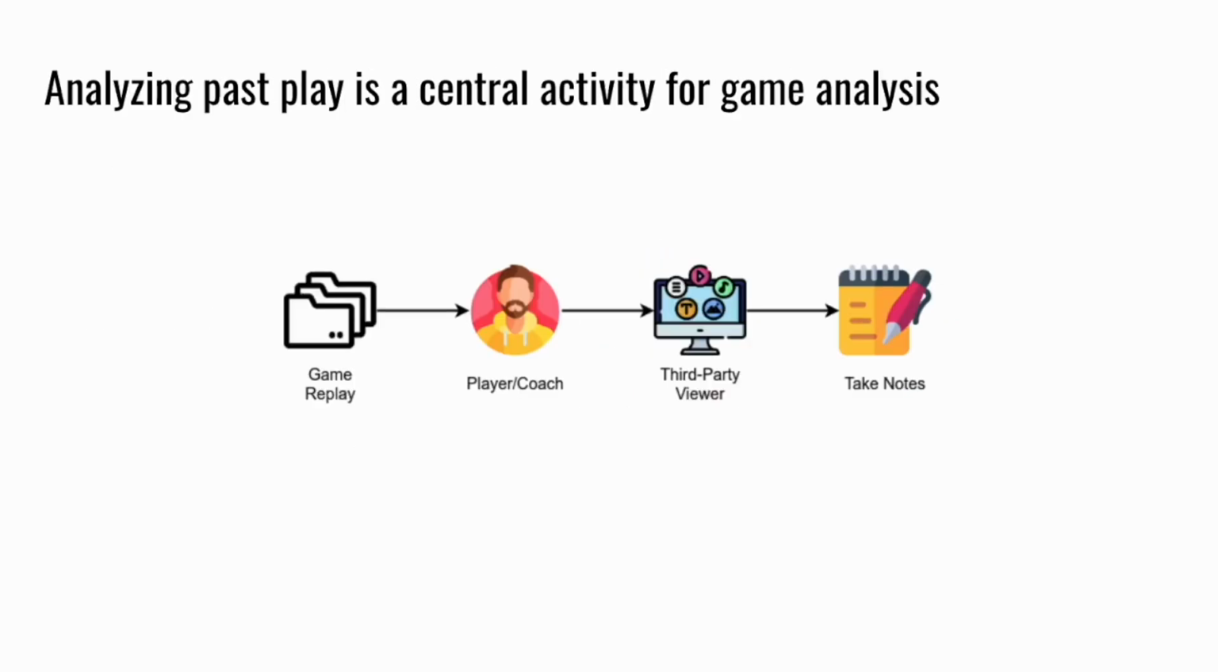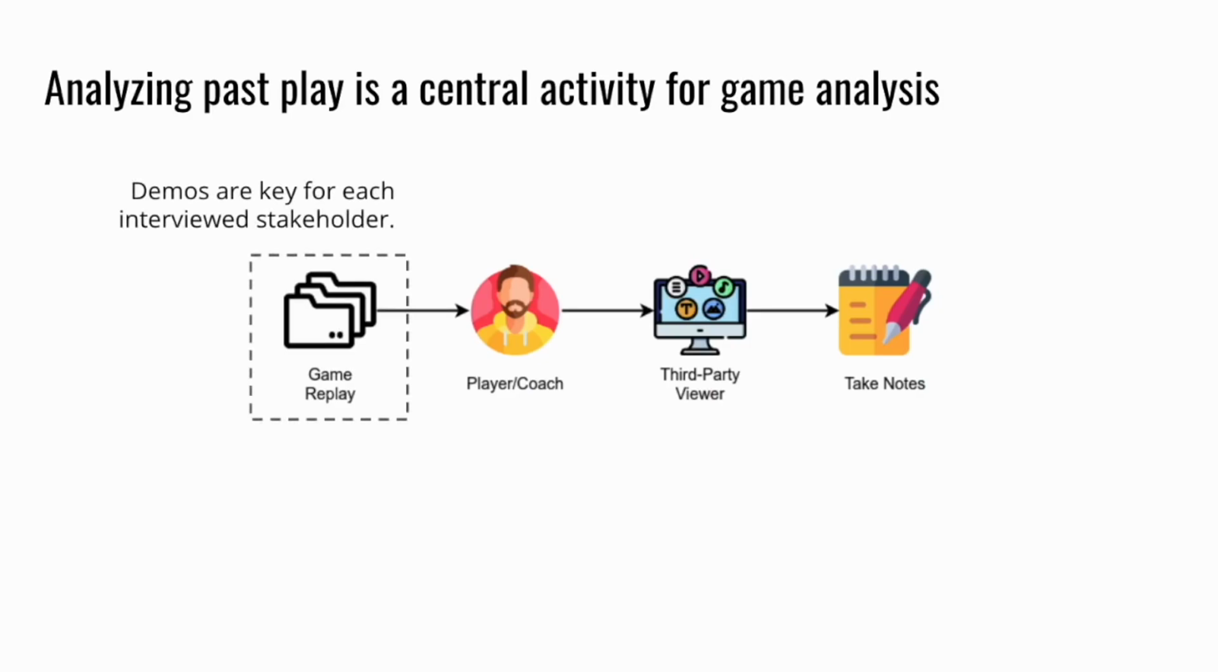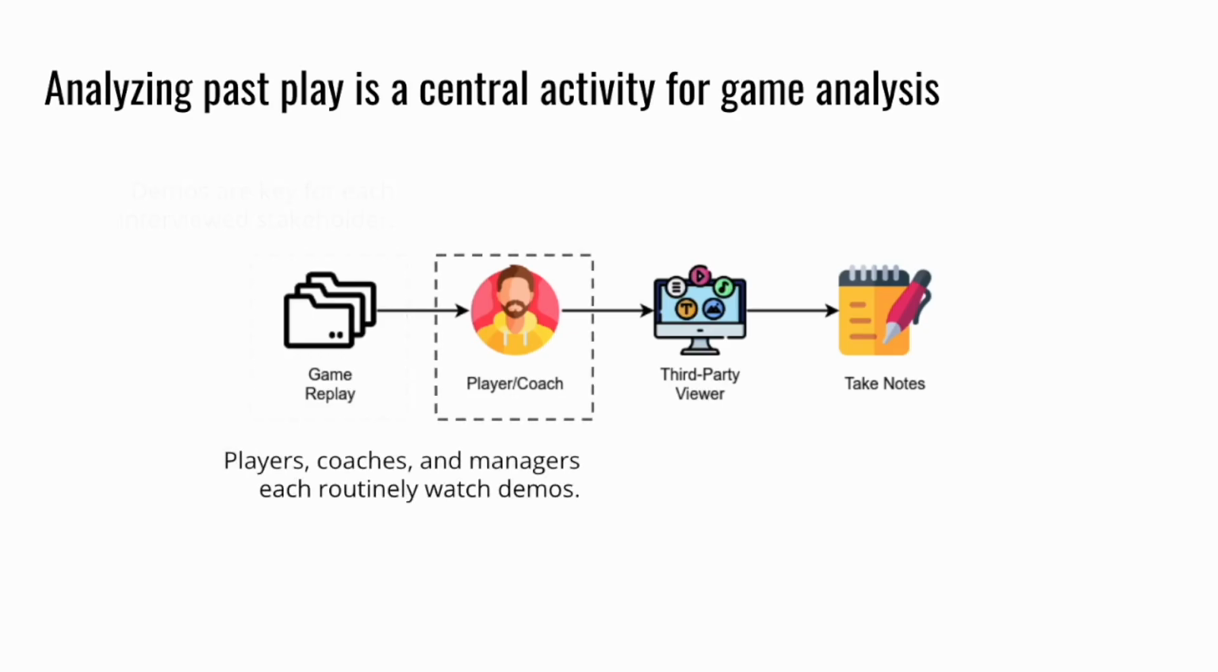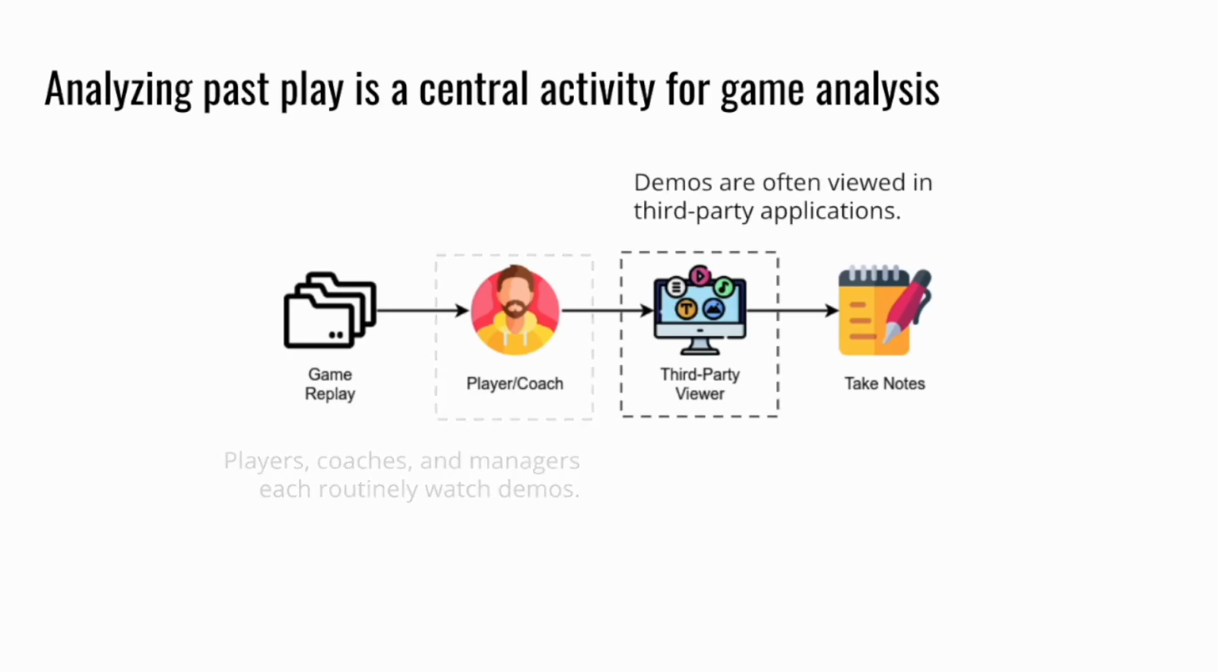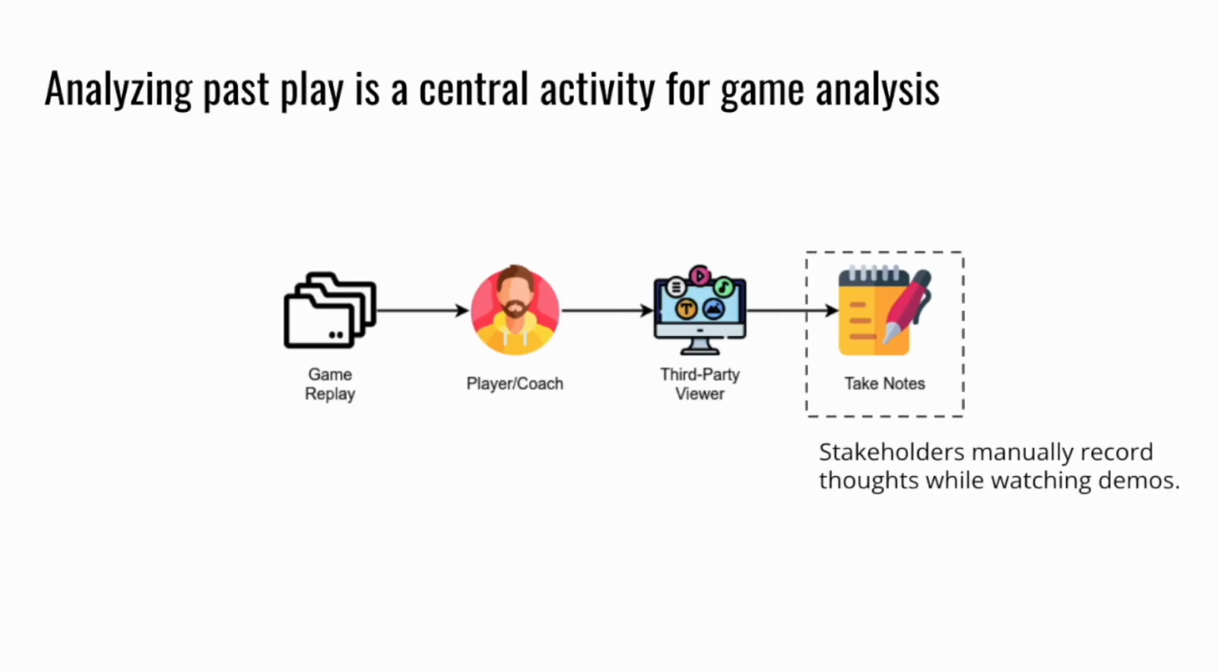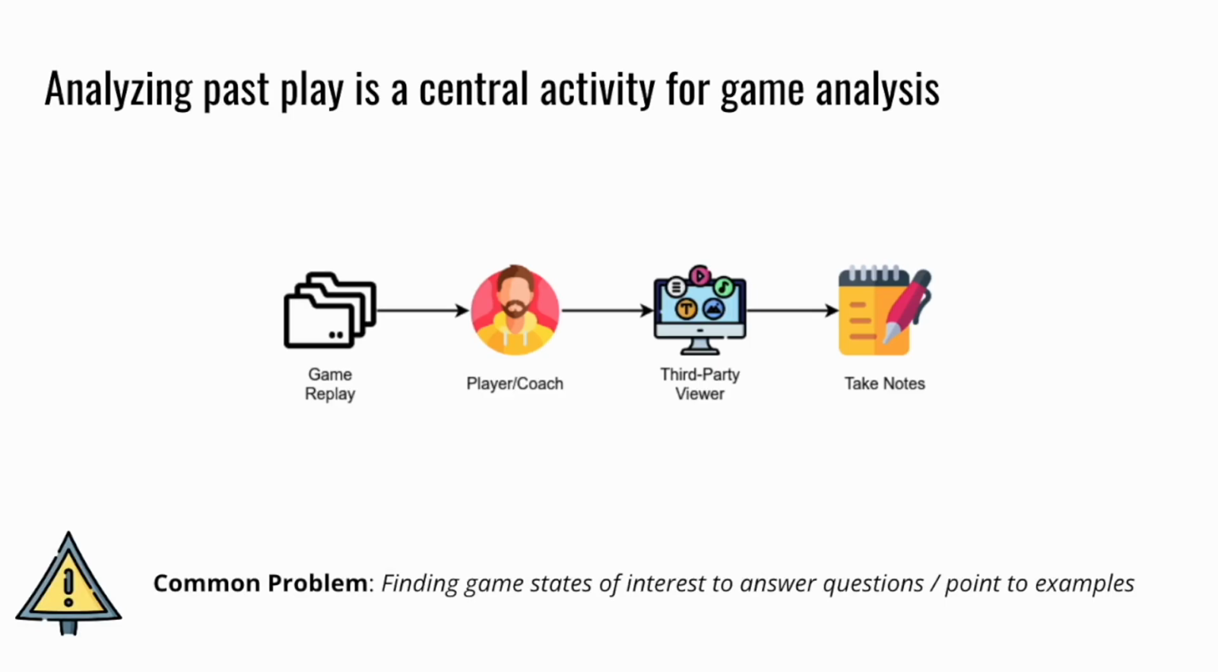Let's briefly talk about how teams analyze performance. In many esports, there are game replays that we just talked about. In particular, pro players, coaches, and managers often watch these replays. They do so with third-party viewers that help improve the demo watching experience, such as providing a better user interface. While watching demos, they usually manually record notes in some application, or even using a pen and paper. They often try to ask questions such as, given the team has X, Y, and Z weapons, where do the defenders usually play? The common problem here is finding game states of interest.